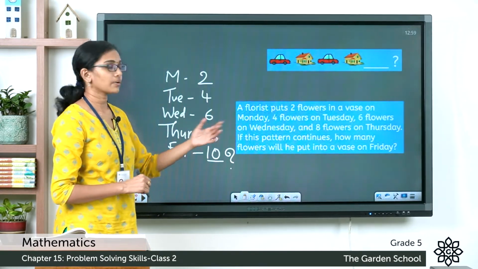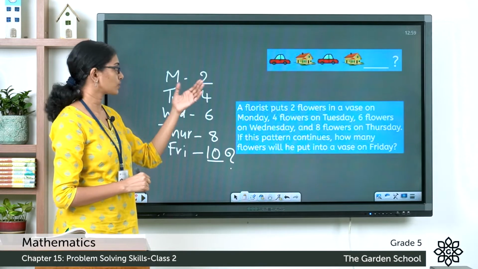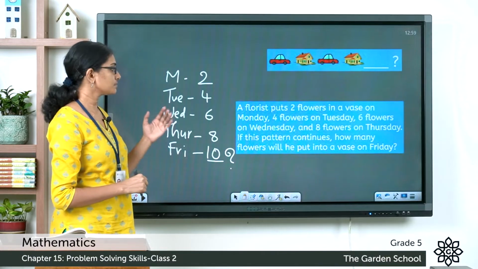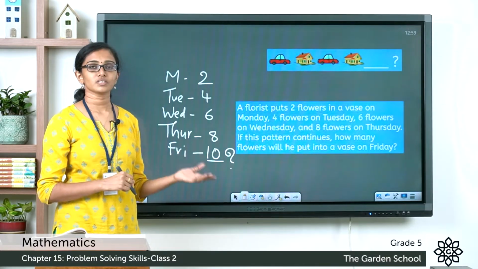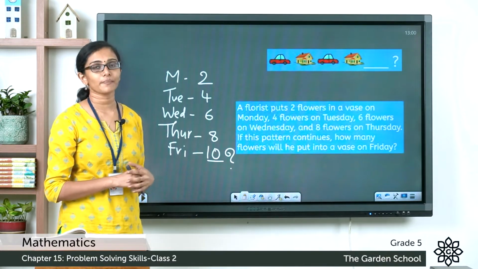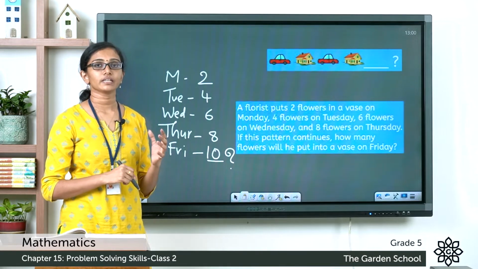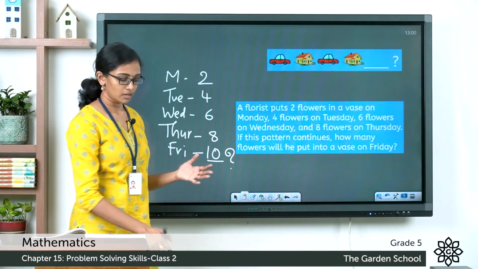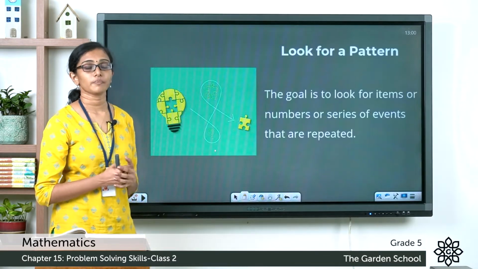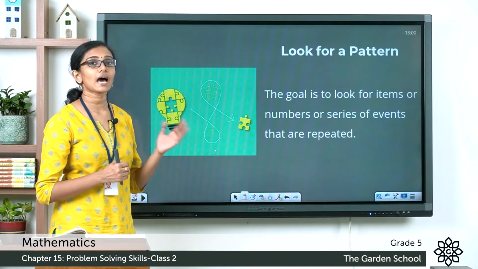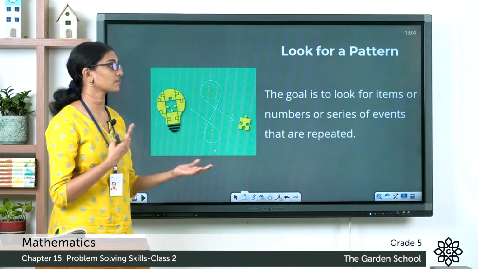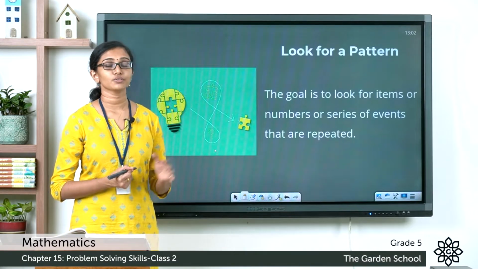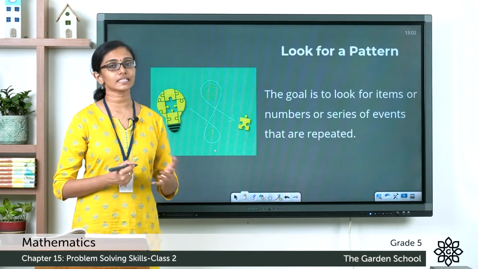See, we read the question carefully. We identified what all is given in the question, and we found out a pattern or a pattern rule, and then we found out the solution. So this is an example of how we can look for a pattern in a problem to find a solution. When you try to find the solution to a problem by applying this strategy, the goal is to look for items or numbers or series of events that are repeated. So the key to this strategy is to find a pattern in the given problem.